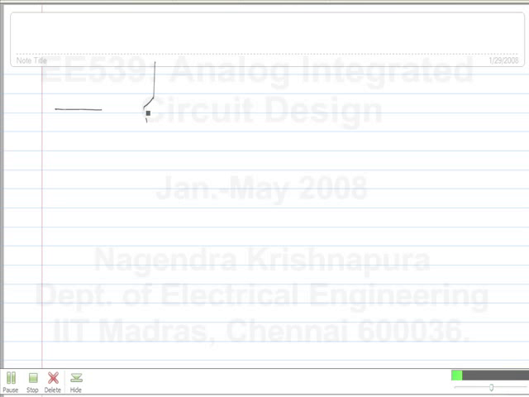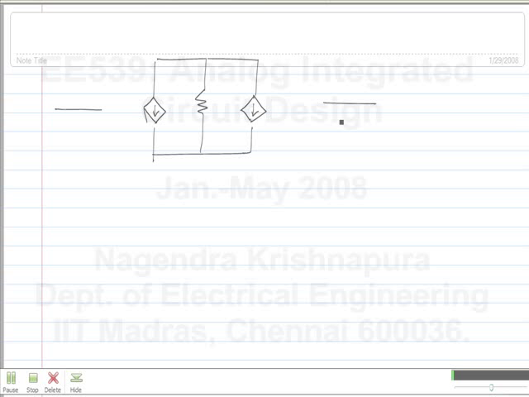What we had was this. There are two control sources corresponding to the transconductance from the gate and the transconductance from the bulk.